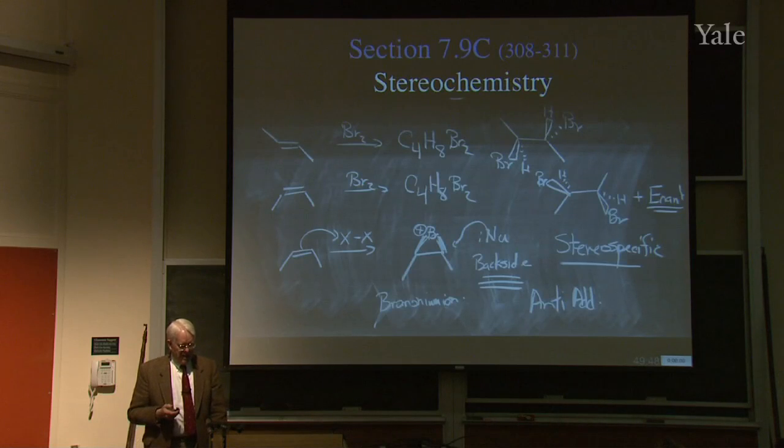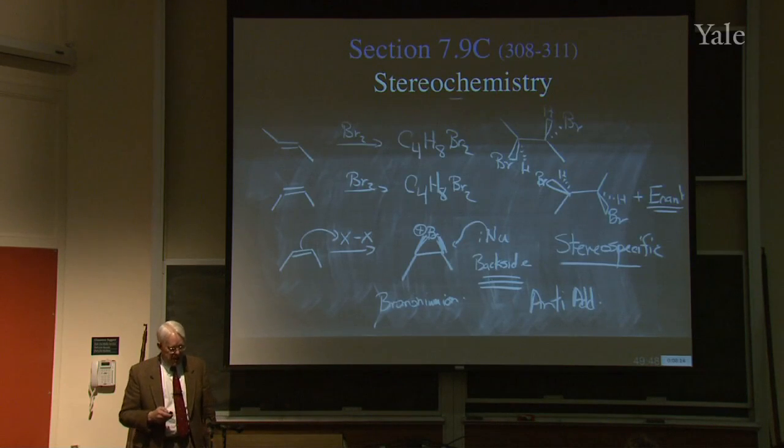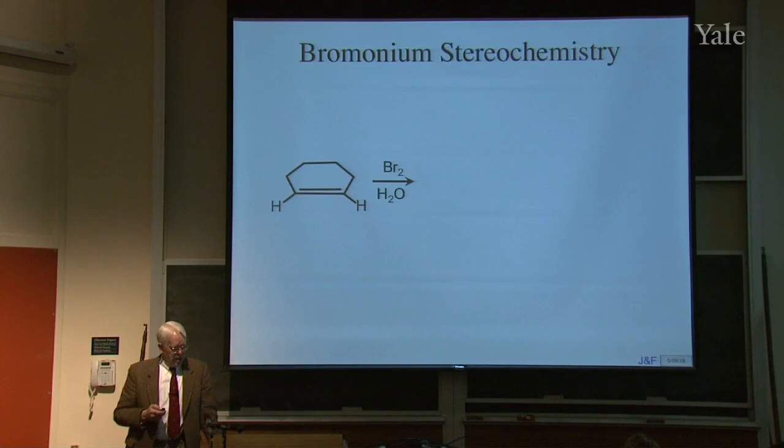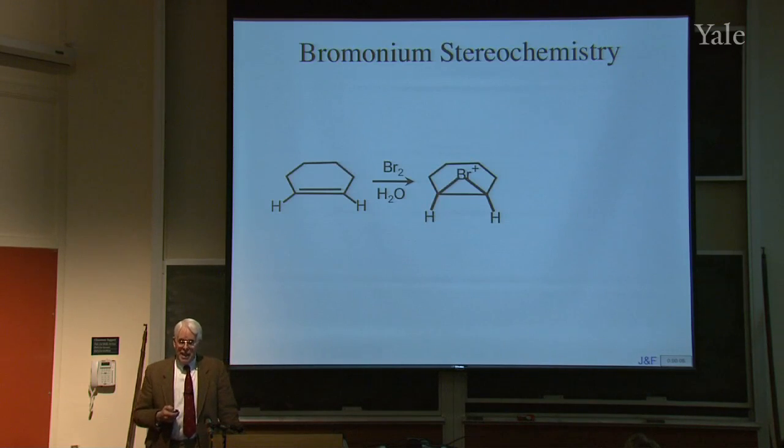And this is the key to it here, that it's stereospecific. If you start with the trans or the cis 2-butene, you get different stereochemical dibromides, stereochemically different dibromides. But we'll look at it in another case here. Suppose you have a ring compound like cyclohexene, and you add bromine, you get the bromonium ion. Obviously, both bonds of the 3-membered ring have to be on the same face of the 6-membered ring, okay?